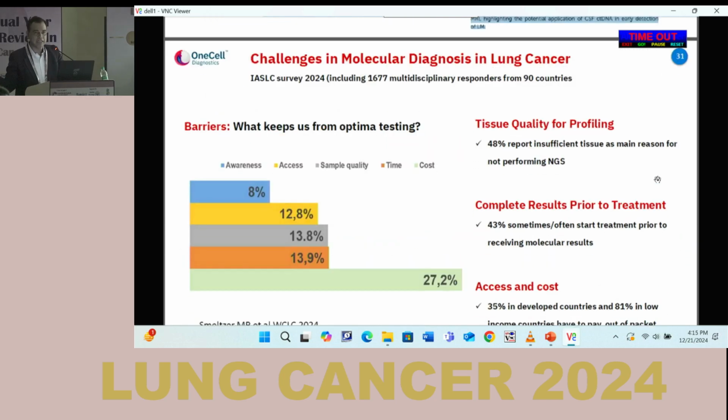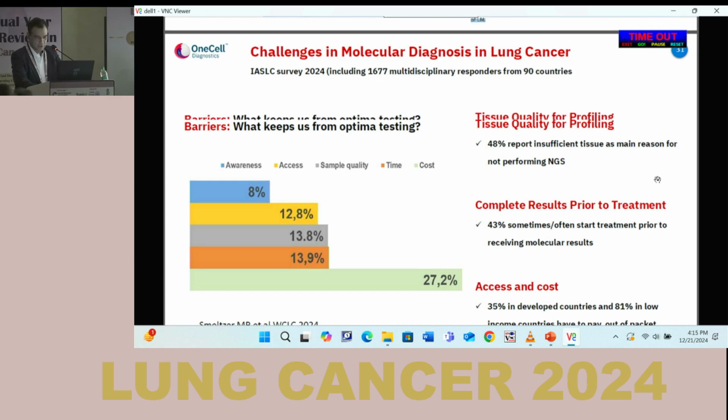And we know there are multiple challenges, and most of the time we talk about cost as one of the challenges. This was one of the studies. Of course, cost is about 27%, but if you combine the others, which are awareness, access, sample quality, and time, that is actually more than 50%. This becomes important: liquid biopsy reduces the time. It also gives us the opportunity to analyze samples which are not possible on tissue, but we can do on liquid biopsy.